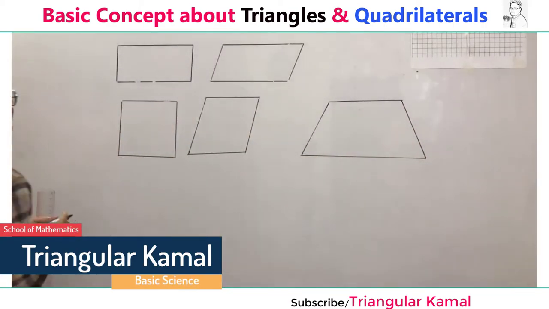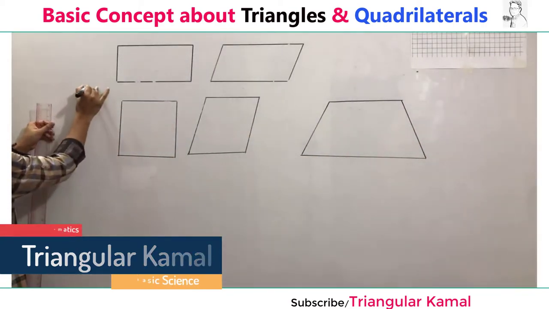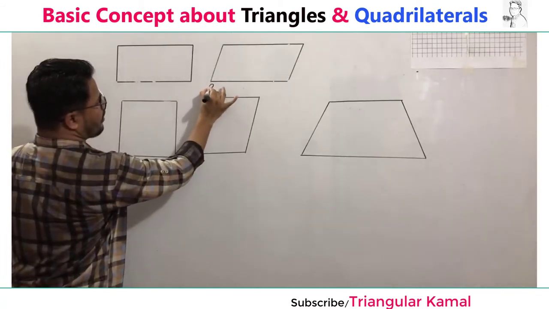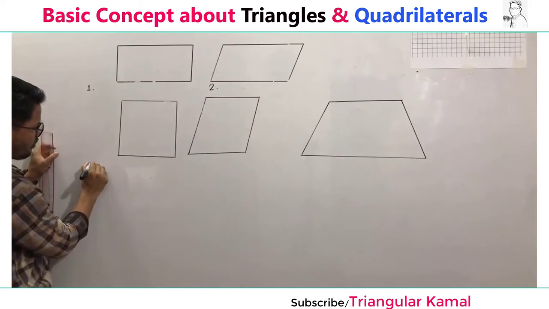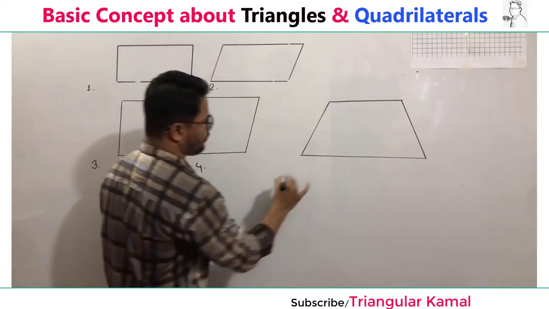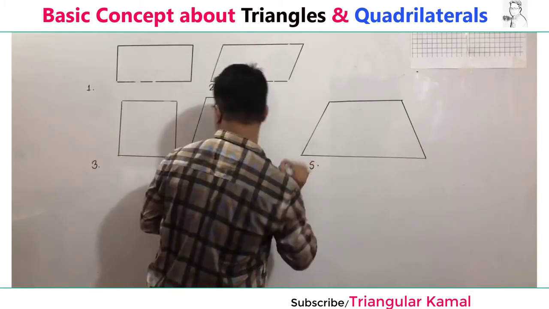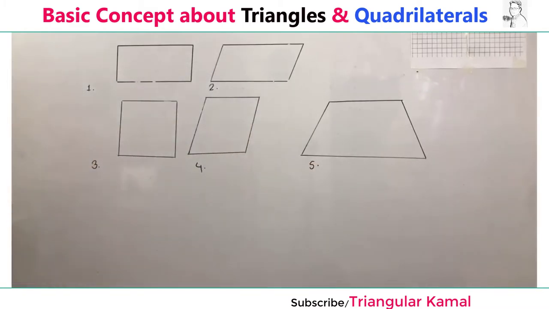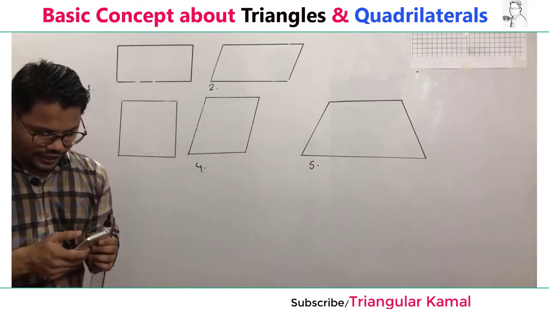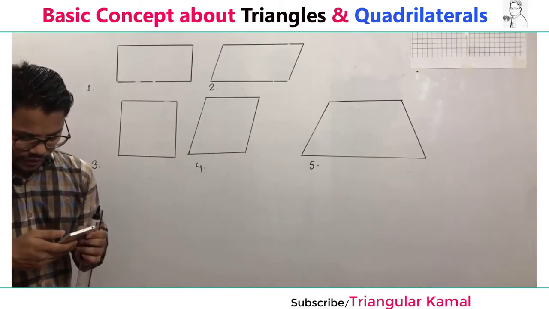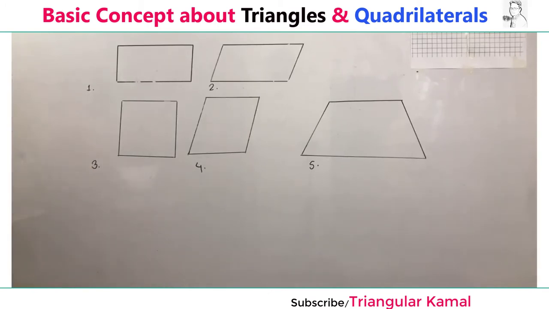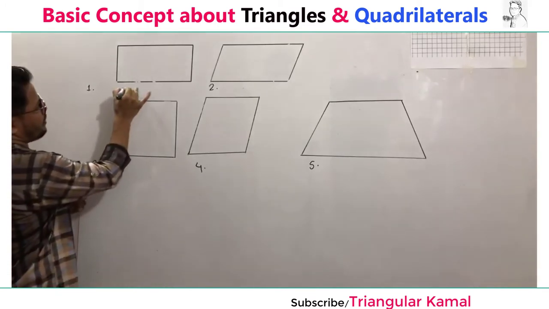I think this is number 1, number 2, number 3, number 4 and number 5. I think already you are trying to write in the comment section the name of the figure. The first one, the name of the figure is rectangle.